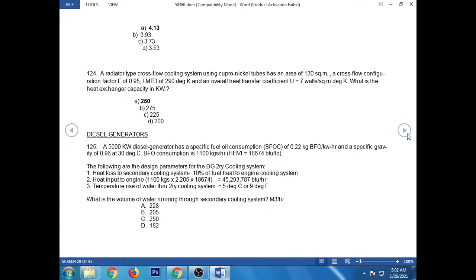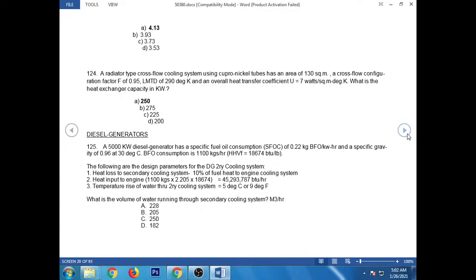A 5,000 kilowatt diesel generator has a specific fuel oil consumption of 0.22 kilogram BFO per kilowatt hour and a specific gravity of 0.96 at 30 degrees Celsius. BFO consumption is 1,100 kilograms per hour. HHV is equal to 18,674 British thermal unit per pound.